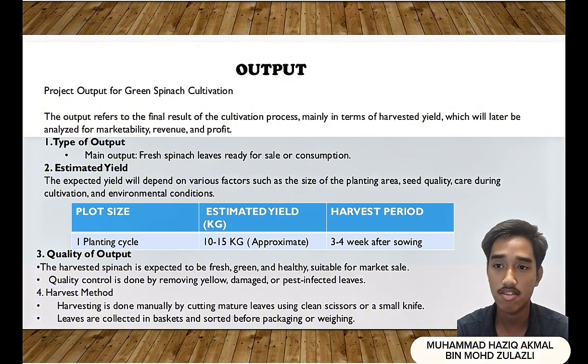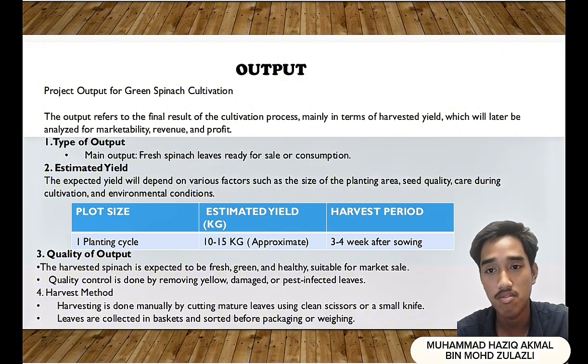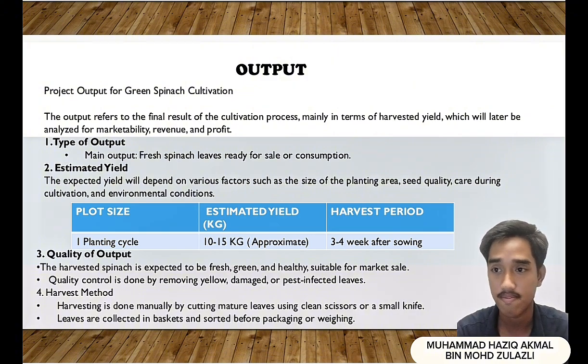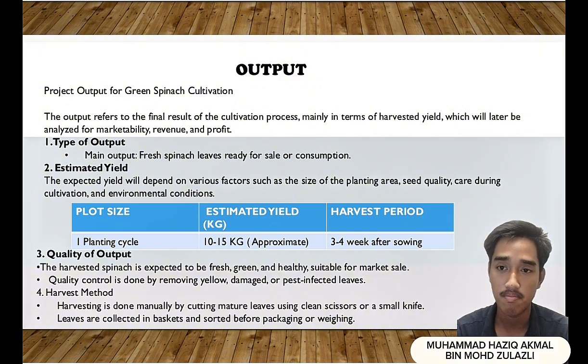The estimated yield is 10 to 50 kg. Harvest period is 3 to 4 weeks after sowing. Third, quality of output. First, the harvested spinach is expected to be fresh, green, and healthy, suitable for market sale. Second point, quality control is done by removing yellow, damaged, or pest-affected leaves.